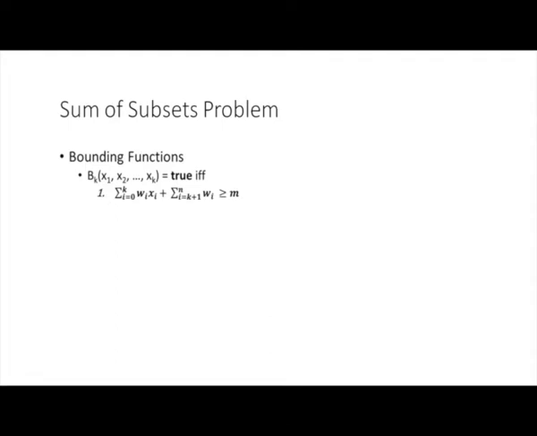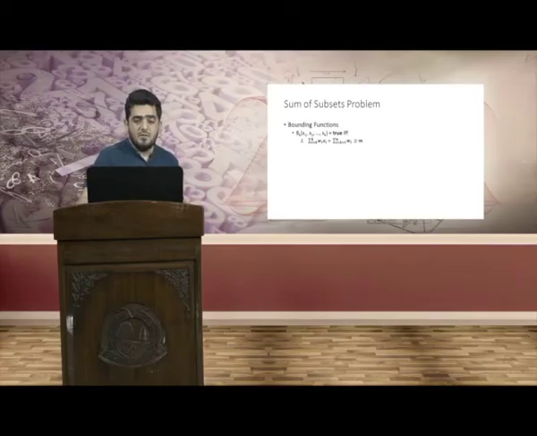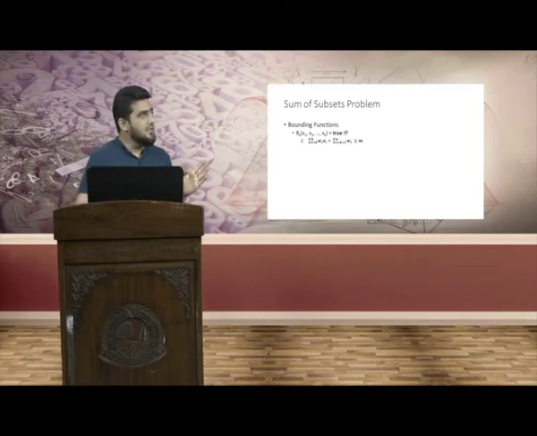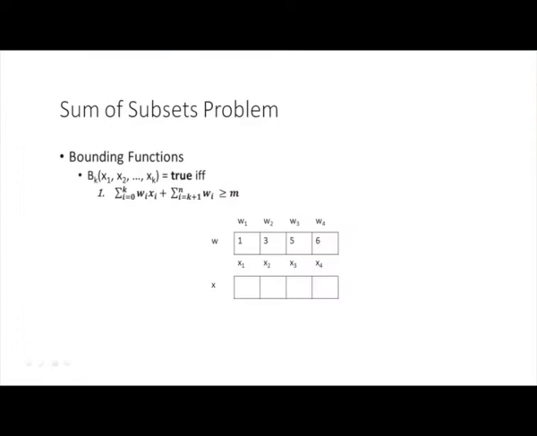So, 1 times the weight means we are considering the weight, 0 times the weight means we are not considering the weight. So, what we are saying here is the first case for our bounding function is the sum of the weights that we have considered so far plus the sum of all the remaining weights has to be greater than or equal to m. As an example, these are the input weights that we have. This is the weight vector, weight 1, weight 2, weight 3, weight 4. In our earlier example, we took weight 1 equal to 1, weight 2 equal to 3, weight 3 equal to 5 and 6, and so on and so forth.